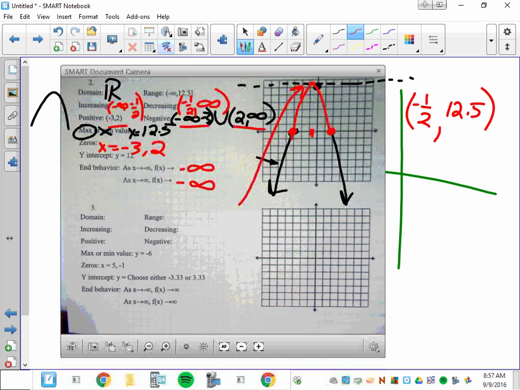Okay, one hint on number 3. You have 2 choices for the y-intercept. It's either negative 3.3 or positive 3.3. You have to figure out which one using the information given.